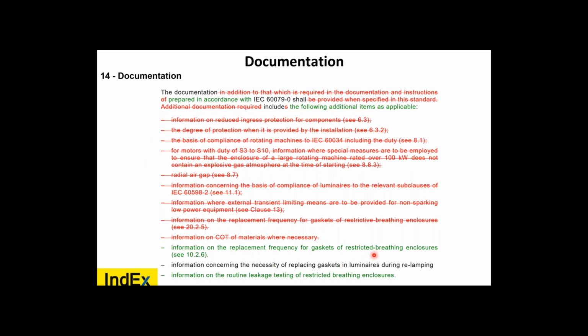So information on the replacement of gaskets, of breathing enclosures which do not include a test port, information necessary for replacing gaskets in luminaires. Now, the reason you have to replace gaskets in luminaires is if it's not LED, that light is going to get very hot. So that gasket is going to expand and contract when lights go on and off. It's going to burn. That seal is going to become, well, less sealing. Now, information on the routine leakage testing of restricted breathing enclosures. Has it been tested for 360 seconds, 90 seconds, or 14?